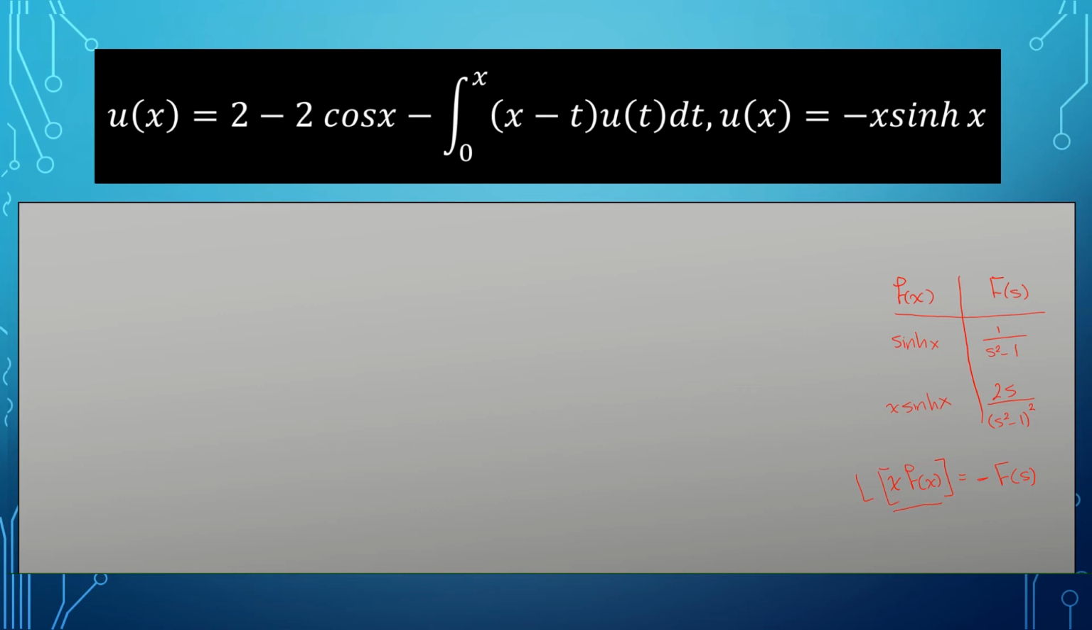Okay, so you can get x sin x if you know only sin x, and L of x sin x is equal to 2s over (s squared plus 1) all squared. Okay, so now let's apply L.